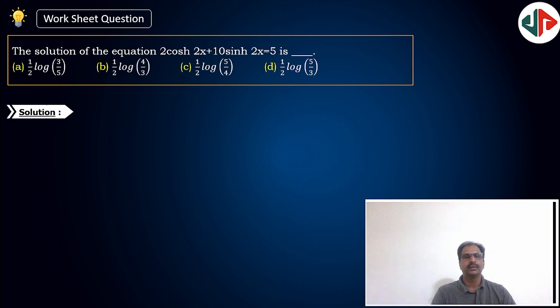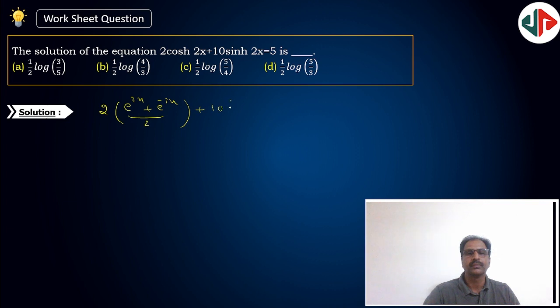Next, the solution of the equation 2 cosh 2x plus 10 sinh 2x is equal to 5. Solution means finding the value of x. So 2 into the cosh 2x formula is e power 2x plus e power minus 2x by 2. Sinh 2x is e power 2x minus e power minus 2x by 2, is equal to 5. Here the 2 gets cancelled.